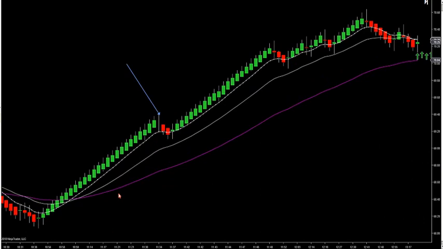We don't use moving averages for support and resistance. We use them for trend direction only. It's a trend filter. These MAs are trend filters. They're not for support and resistance. Okay? Make sure we got that clear. Moving averages are worthless by nature, but they're great for trend direction.